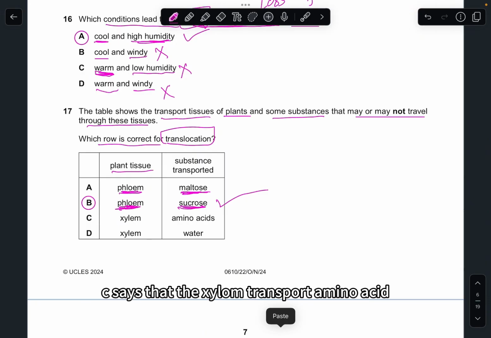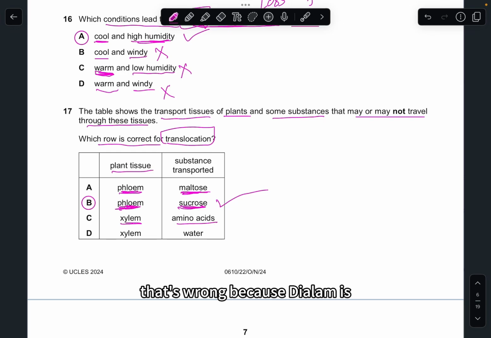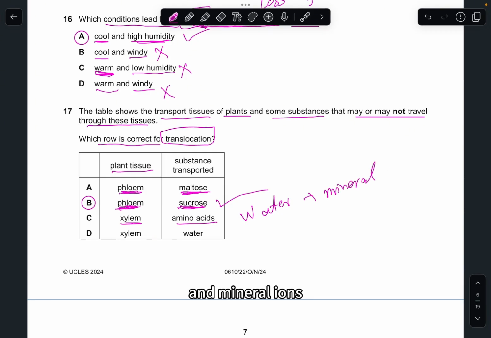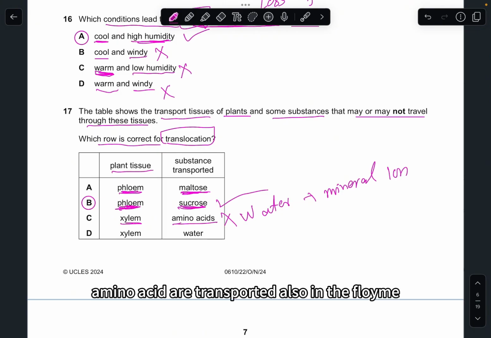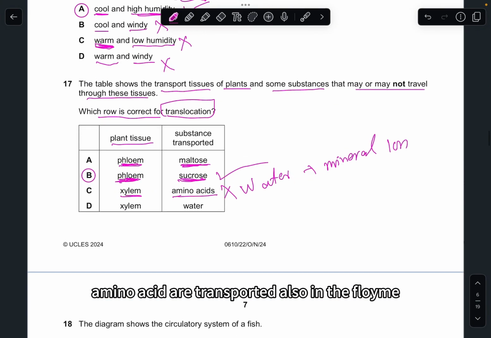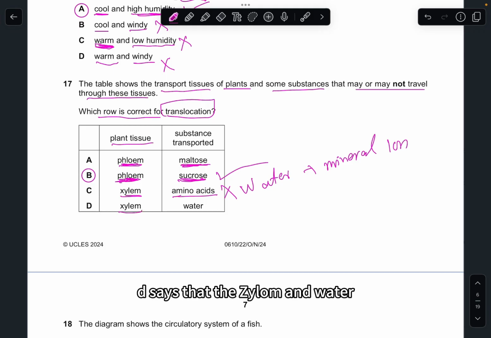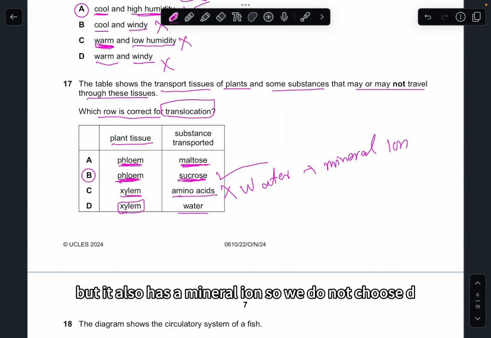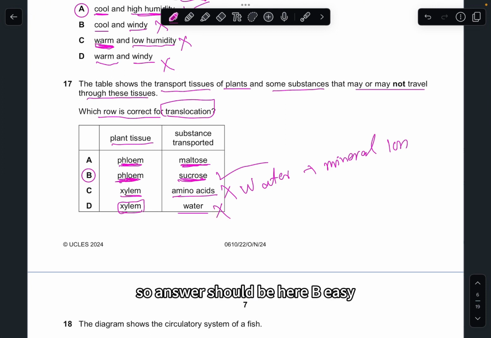C says that the xylem transports amino acid. That's wrong, because xylem is linked with water and mineral ions. Amino acids are transported in the phloem. D says that the xylem transports water, but it also has the mineral ions, so we do not choose D. So our answer should be B.